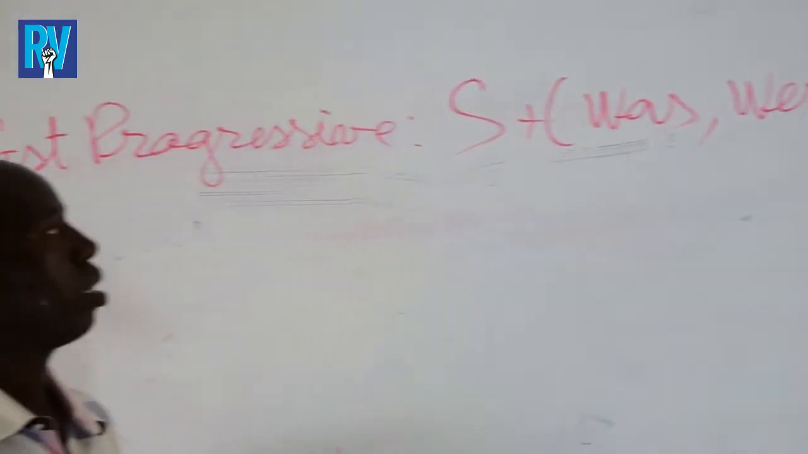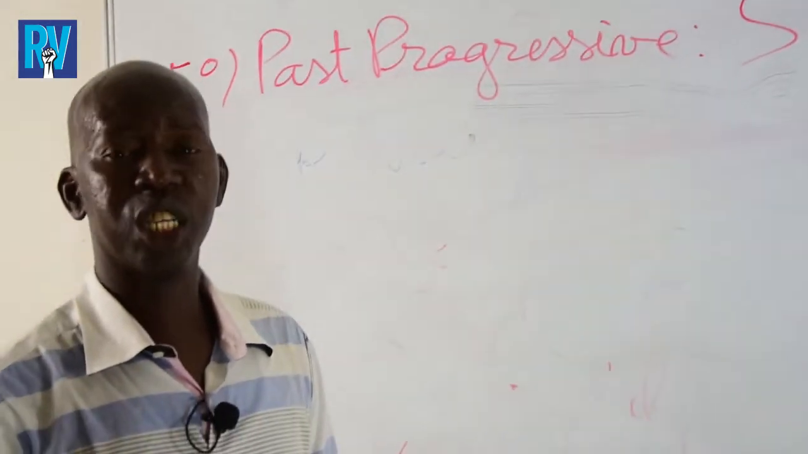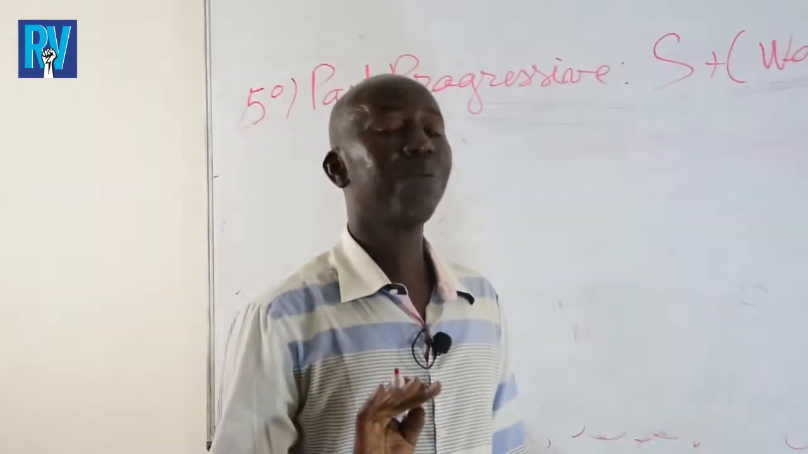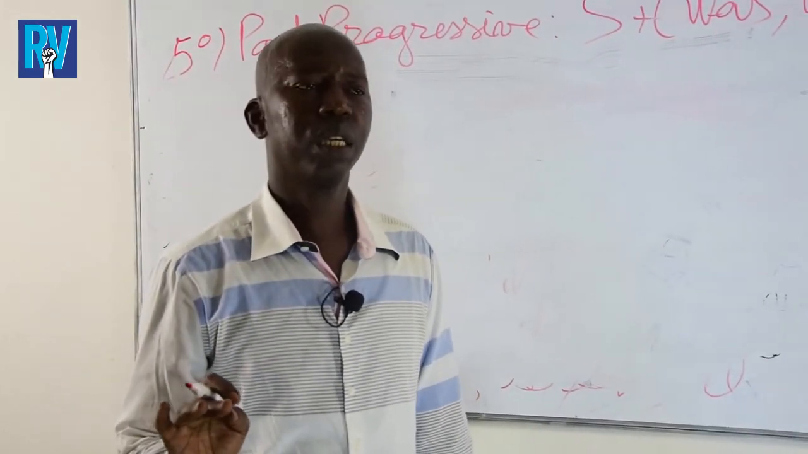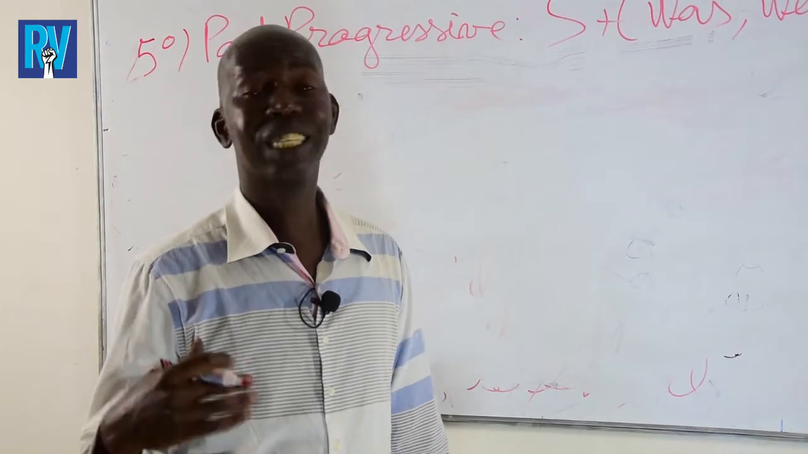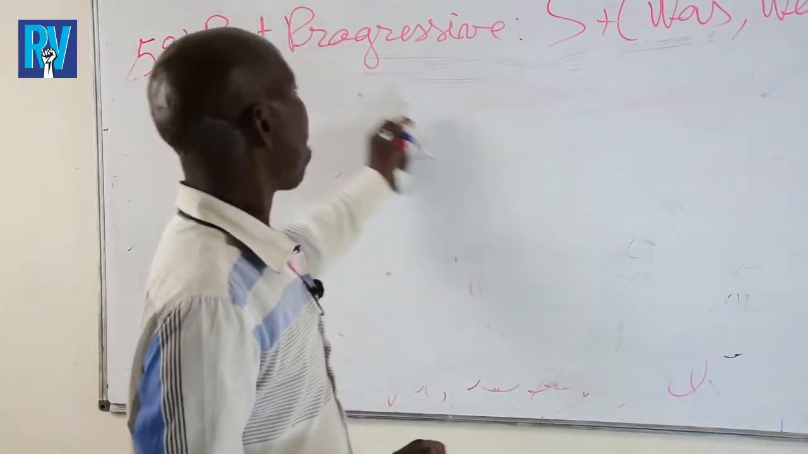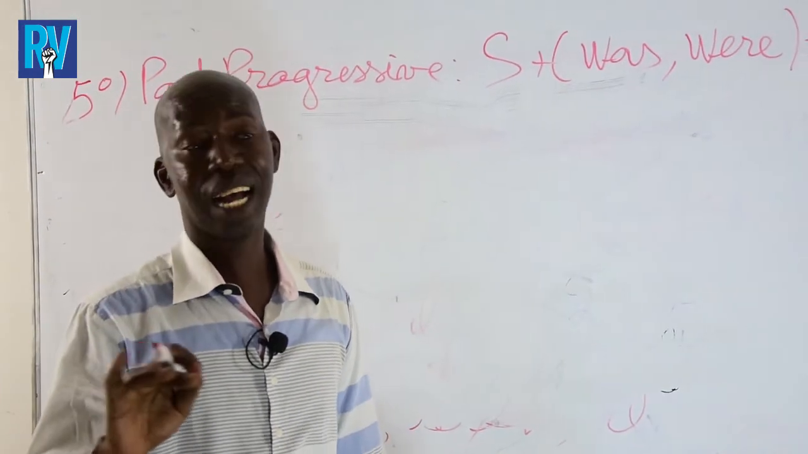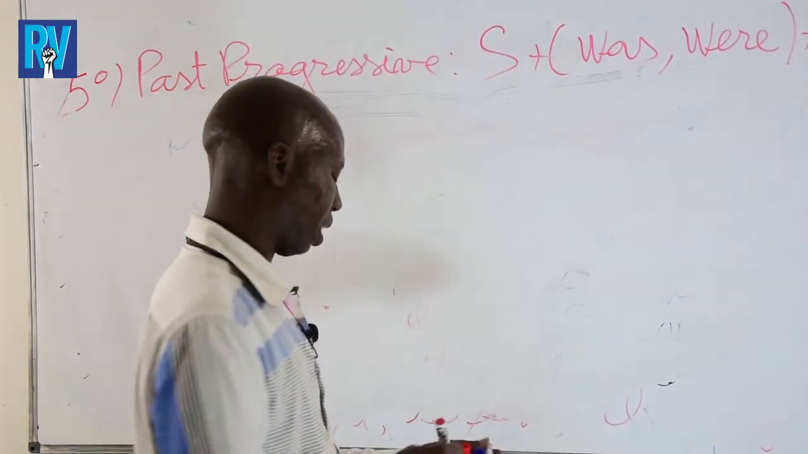Okay, this tense is used in English when we are talking about two simultaneous past actions. C'est quand on parle de deux actions simultanées au passé. We use the past progressive when we are talking about two simultaneous past actions. Deux actions simultanées au passé.